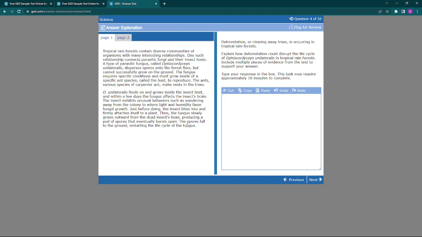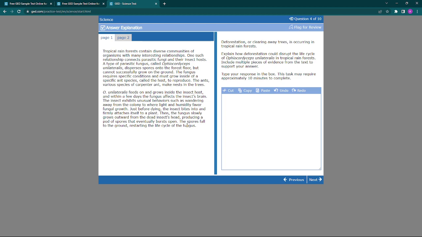Ophiocordyceps unilateralis disperses spores onto the forest floor, but cannot successfully grow on the ground. The fungus requires specific conditions and must grow inside of a specific ant species called the host to reproduce. The ants, various species of carpenter ant, make nests in the trees. So then O. unilateralis feeds on and grows inside the insect host, and within a few days the fungus attacks the insect's brain. The insect exhibits unusual behaviors, such as wandering away from the colony to where light and humidity favor fungal growth. Just before dying, the insect bites into and firmly attaches itself to a plant.